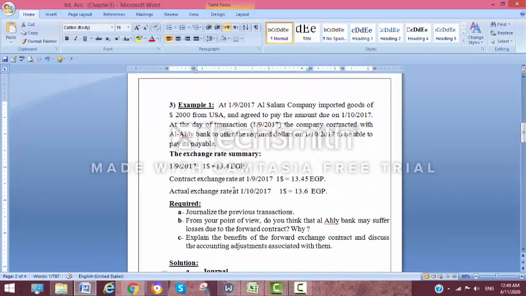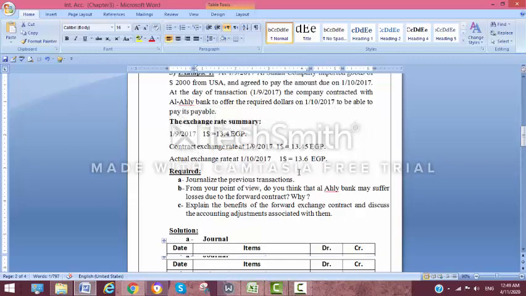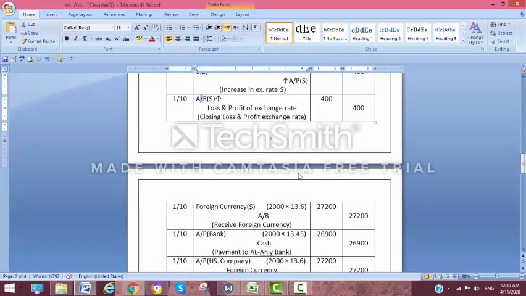Okay. After this transaction, on the same day, 1 October, the exchange rate is $1 equals 13.6. You received the dollar. You received the American dollar from the bank and paid in Egyptian pounds to the bank, and you paid in American dollars to the US company. So you have three very important transactions, all on 1 October.